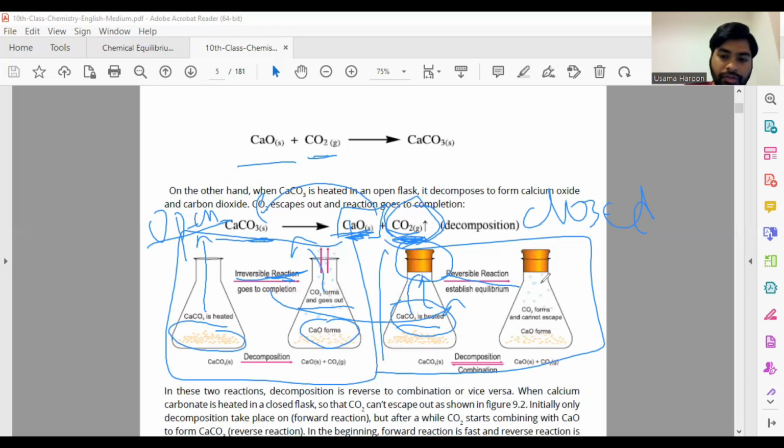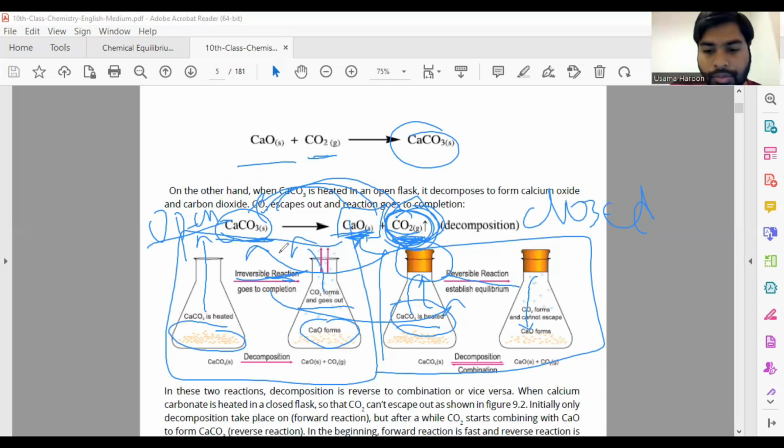And whenever they come down, they react with calcium oxide, and when they react with calcium oxide, they again form calcium carbonate. And so this reaction becomes a reversible reaction. Why? Because we started from calcium carbonate and produced calcium oxide and carbon dioxide. But as there is no passage for the carbon dioxide to escape, the carbon dioxide again reacts with calcium oxide and forms calcium carbonate. So this is how an irreversible reaction can be converted into a reversible reaction.